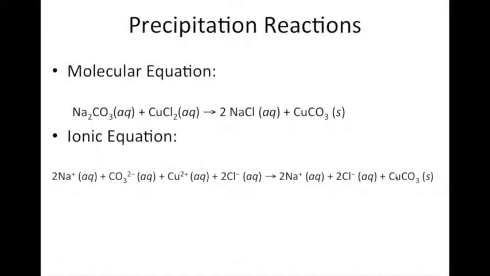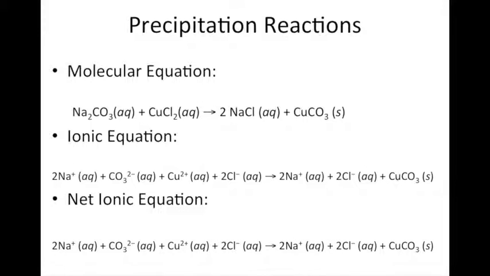And then for the net ionic equation, we would look at our ionic equation and look for any ions that did not react. So here I can see that I have 2 moles of sodium ions on the reactant side, and I also have 2 moles of aqueous sodium ion on the product side. The sodium did not react, it's just a spectator ion, so we can cross those out.